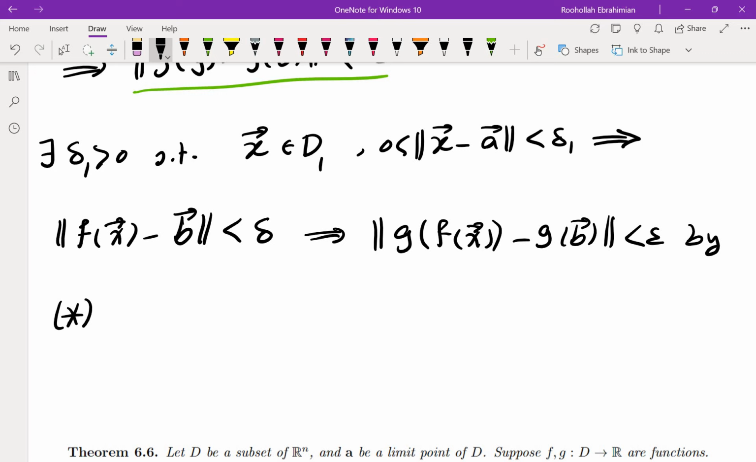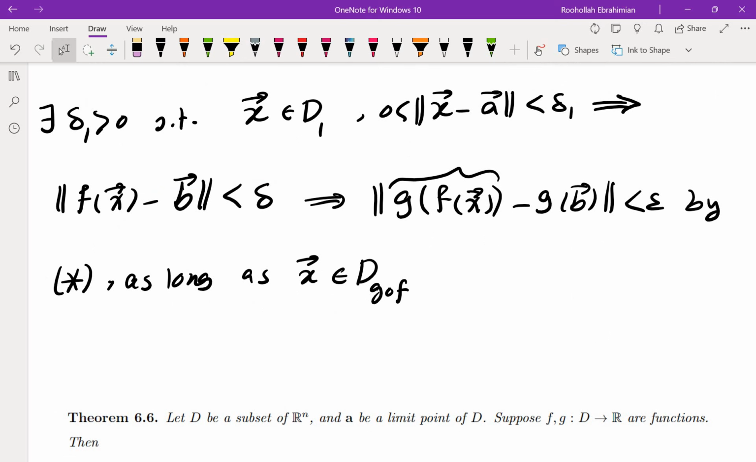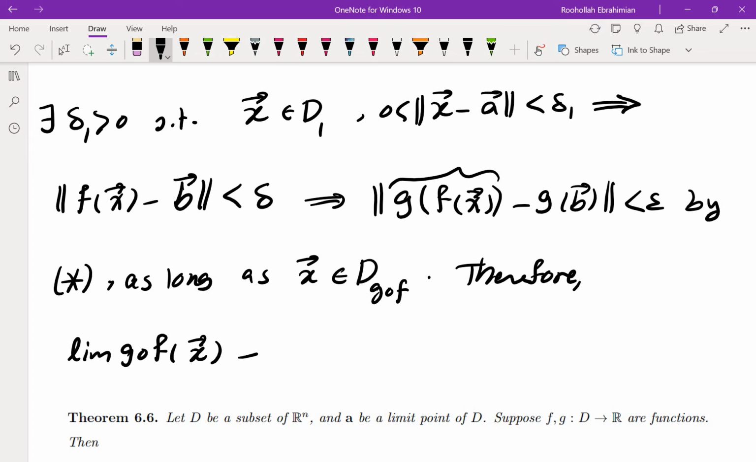And what does that tell us? It tells us exactly, so let me write it down. As long as x is in the domain of g∘f. Why? Because I need to be able to evaluate this one. So the condition here was y would have to be in the domain of g, which is the same as saying x is in the domain of g∘f. So what does that mean? Therefore, what we just showed is that the limit of g∘f of x is in fact g of b as x approaches a. And that's exactly what this theorem stated.